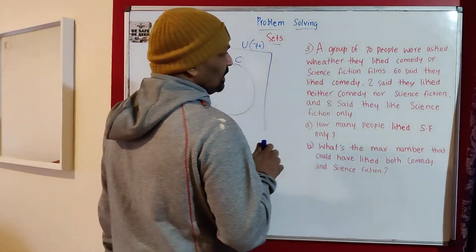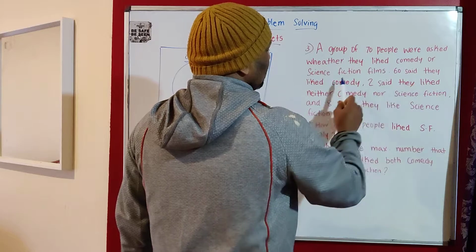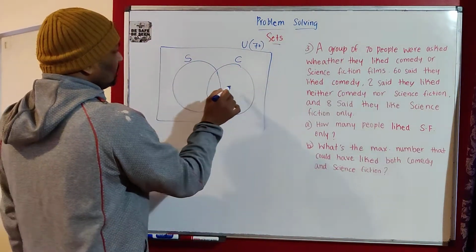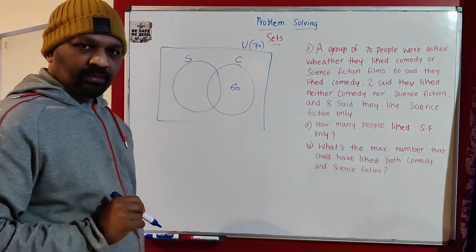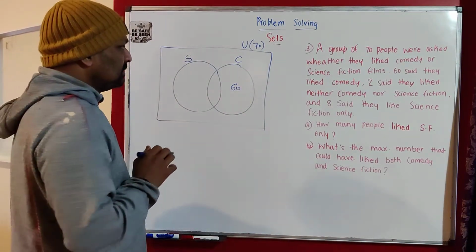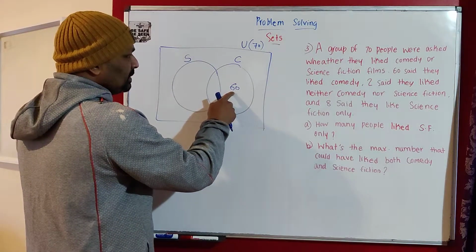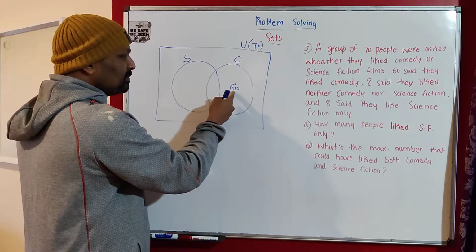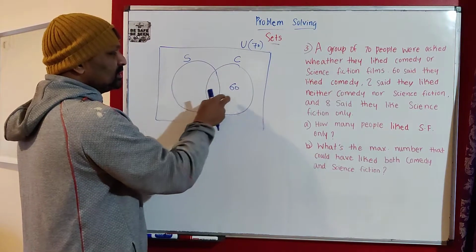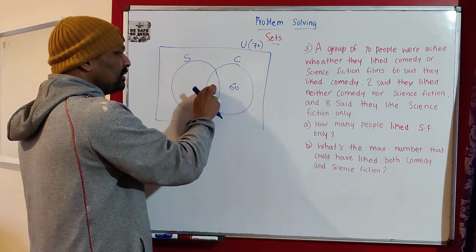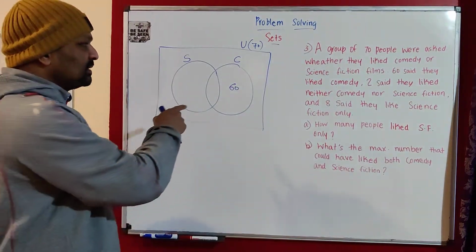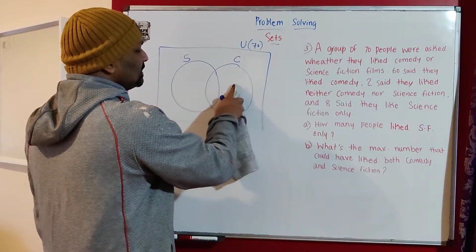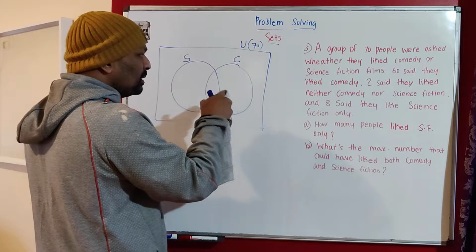Okay, so let's go by again. 60 said they like comedy. So can I put 60 here? No, I cannot put it like this, because the 60 people may like only comedy, or some of those people may also like science fiction. So some of them may also fall in here. That is why, when such a statement is given, you should not simply fill it in like that. Okay, so let's discuss. We have no clarity on how many people only like comedy.